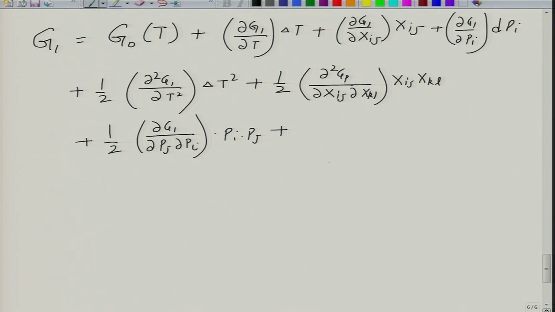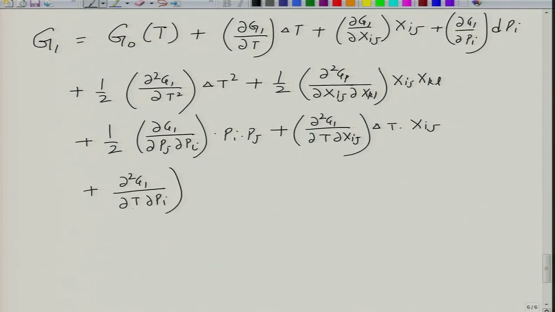Now, we look at the interdependence of these. If we go to ∂²G1/∂T∂Xij, this becomes ΔT into Xij. So you have the first derivative ∂G/∂X, and after that you make a change in temperature. So this is the interdependent term. Then the second interdependent term could be between temperature and polarization, so this could be ΔT into Pi, right? And then the third term is ∂²G1/∂Xij∂Pk, and this is Xij into Pk. And then we can have various other terms.